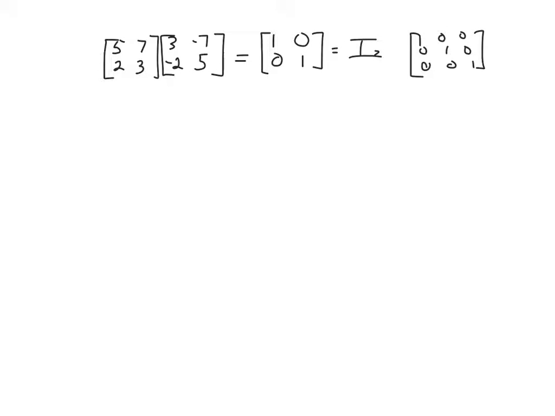But the idea behind an identity is whatever matrix you multiply times the identity matrix, like A times I, you're going to end up with what you started with. So A times I is going to give me A. The idea behind an inverse is that I'm going to claim that this is A and this is its inverse. So if you multiply A times its inverse, you get the identity.